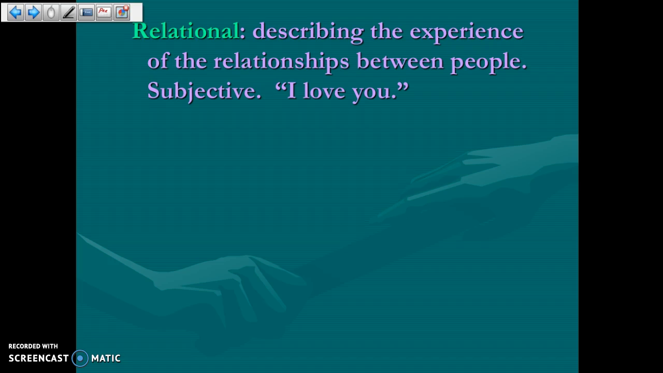The next type of truth is relational. Relational truth is describing the experience of the relationships between people. This is a subjective type of truth, which means it's somehow different from historical and scientific. An example of relational truth is I love you. More on that in a moment.